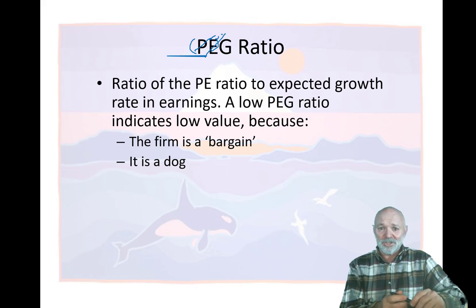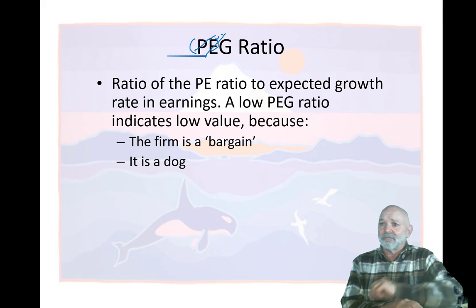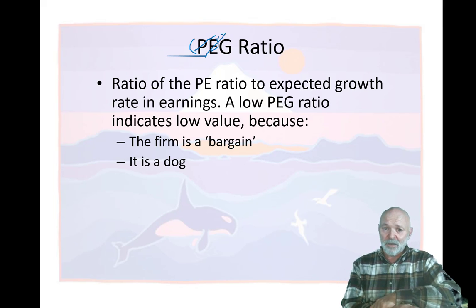If we have a company which has a very low PEG ratio, that's because growth is relatively high and the PE is low. If that's the case, then the company may be a bargain because its growth is going to give it great value in the future. It could also be the company is on its way out. As they say, it's a dog.